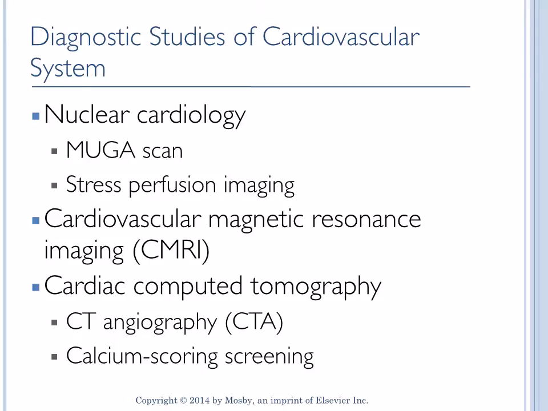Now, cardiac computed tomography uses CT technology, with or without IV contrast, to see the heart structure, its circulation, and also big blood vessels, for example the aorta, pulmonary veins, and arteries. This technology is often called CT scanning.